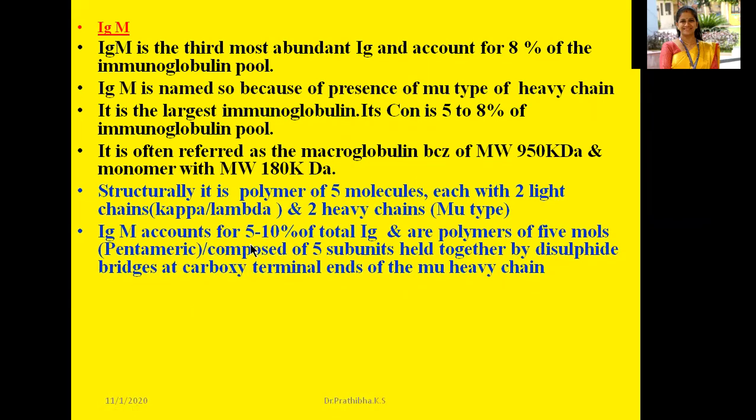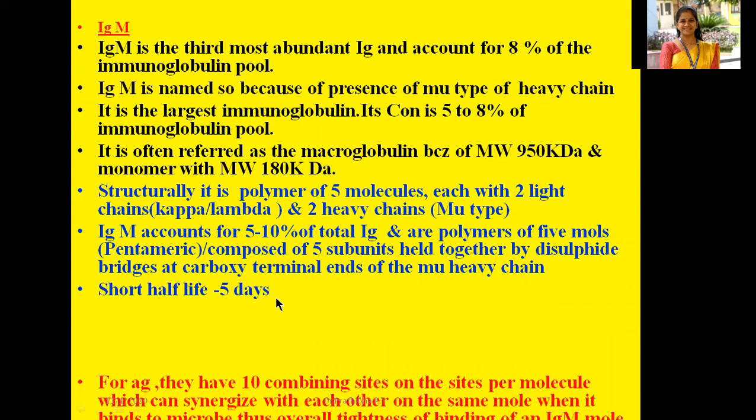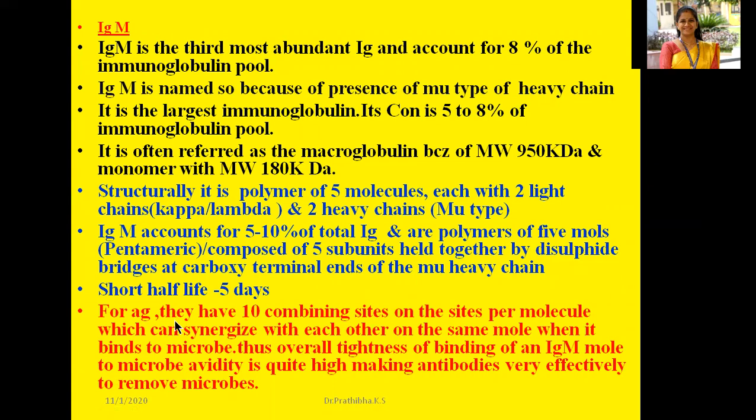IgM accounts for 5 to 8% or 10% of the total immunoglobulin, and a polymer of 5 molecules is known as pentameric. So in the exam, if they ask which is the pentameric immunoglobulin, you should name this, that is IgM. Composed of 5 subunits held together by disulfide bridges at carboxy terminal ends of the mu heavy chain. Short half-life, 5 days. For antigen, they have 10 combining sites.